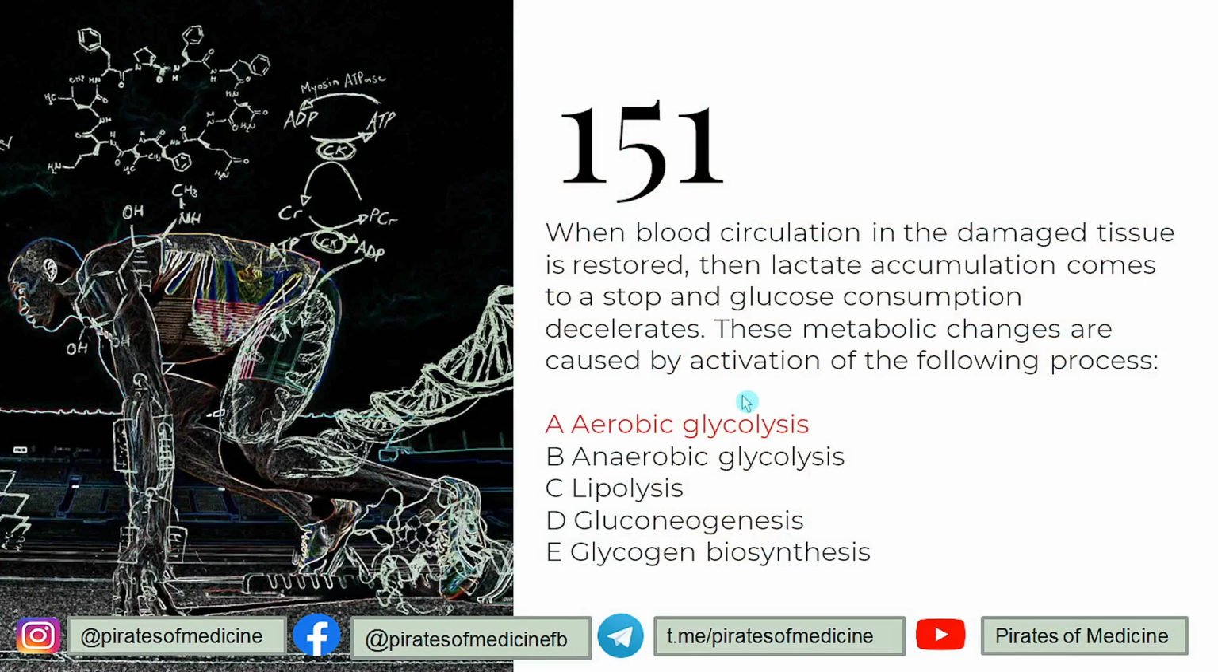Now they said that increased lactate accumulation comes to a stop when blood circulation is restored. So when anaerobic glycolysis comes to a stop, what does it begin? Aerobic glycolysis, the normal process. After the abnormal or compensatory process has stopped, the normal process of aerobic glycolysis will continue. So this is caused by the activation of aerobic glycolysis.